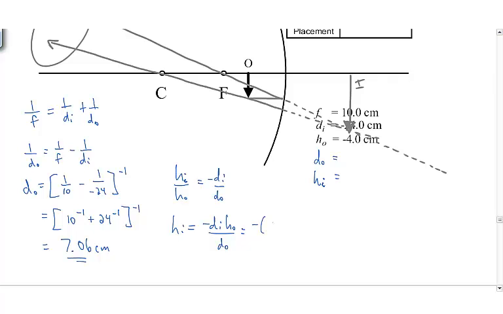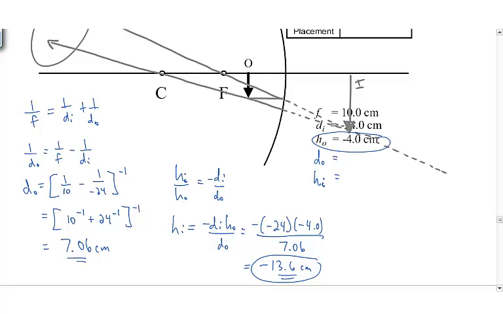I've got a negative out the front, and that's a negative 24 for distance to the image, times, you'll see that the height of the object is negative 4. Again, that tells you it's just pointing down. And we're dividing by the distance of the object, which is 7.06 centimeters. Type that in, and you'll find hi to be negative 13.6 centimeters. So you can compare that number to the object. You'll see that the height of the image is 13.6 and the height of the object is 4.